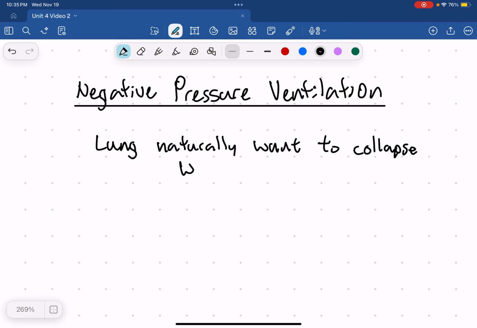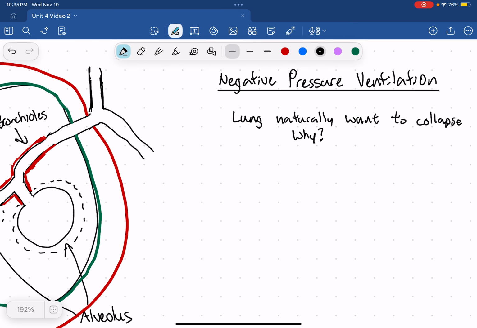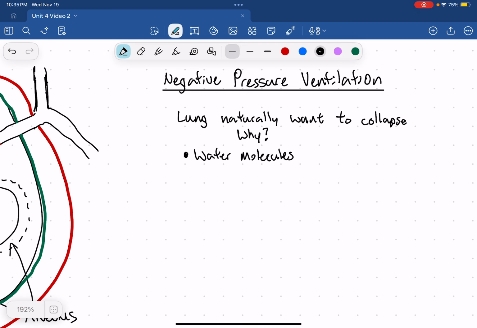And the question we'll try to answer here is, why do they naturally want to collapse? Well, one reason is because water molecules within the alveolus will attract to one another, right? Through hydrogen bonds. And this creates the idea of surface tension in the lungs.